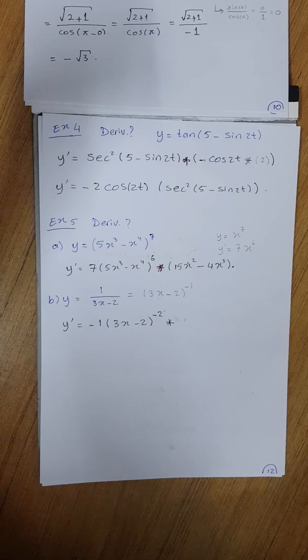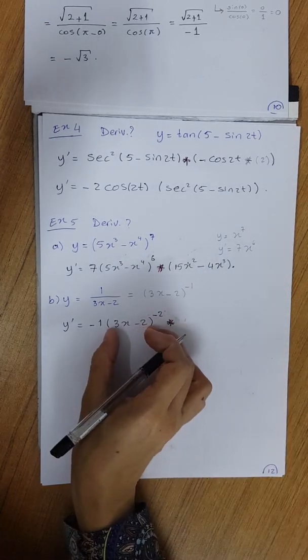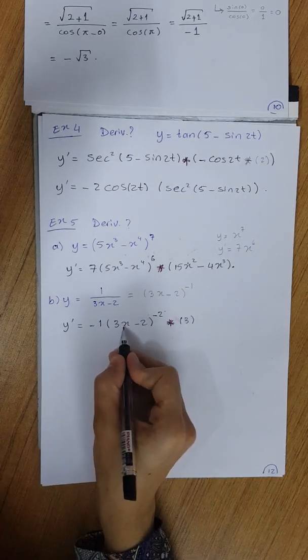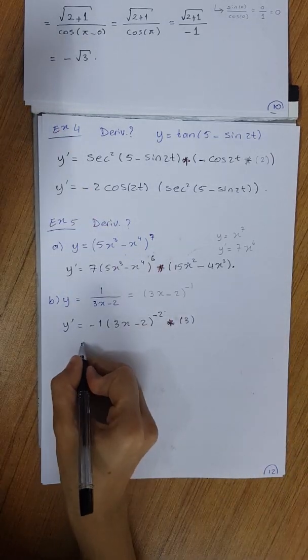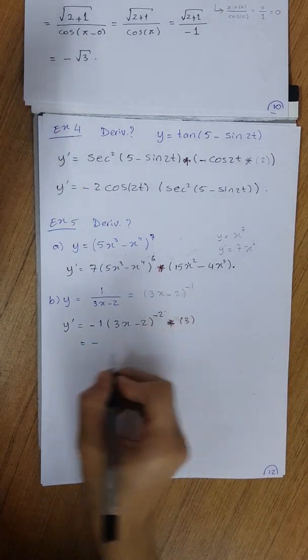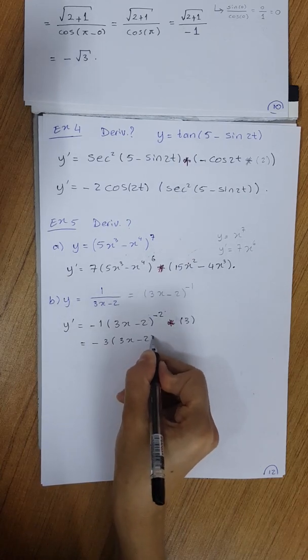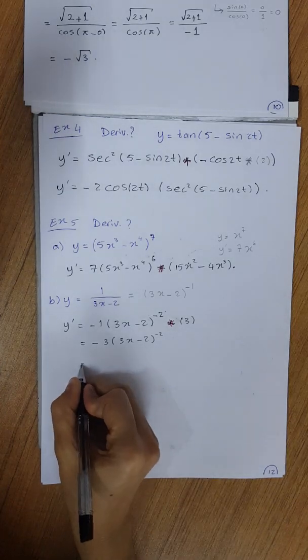And then multiply it with the derivative of the inside. What's the derivative of the inside? That's equal to 3. The derivative of this one is equal to 3, the derivative of minus 2 is equal to 0. Simplify this one, minus 1 multiplied by 3 will be minus 3, (3x minus 2) to the power of minus 2, and you can bring this one down and do this one also.